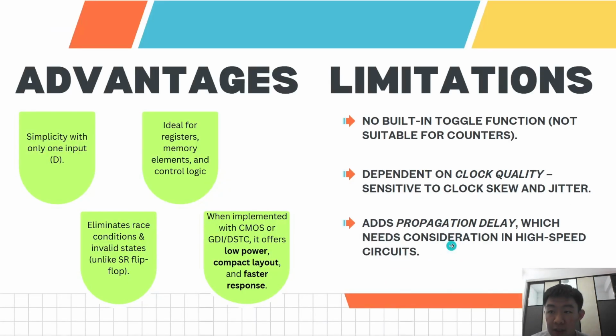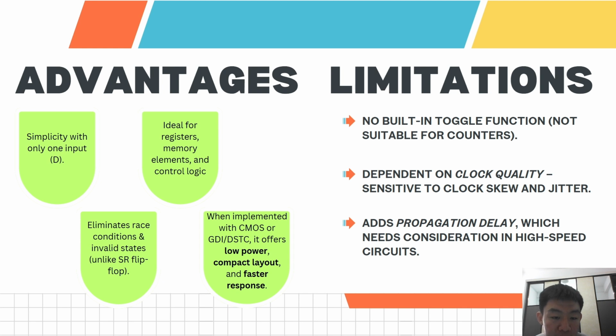Next, I'll be presenting on the advantages and limitations. So there are four advantages that can be seen from the D flip-flop simulation circuit. First is the simplicity, with only one input of D and one output. Moreover, it is ideal for registers, memory elements, and control logic. Third is to eliminate race conditions and invalid states, unlike SR flip-flop.